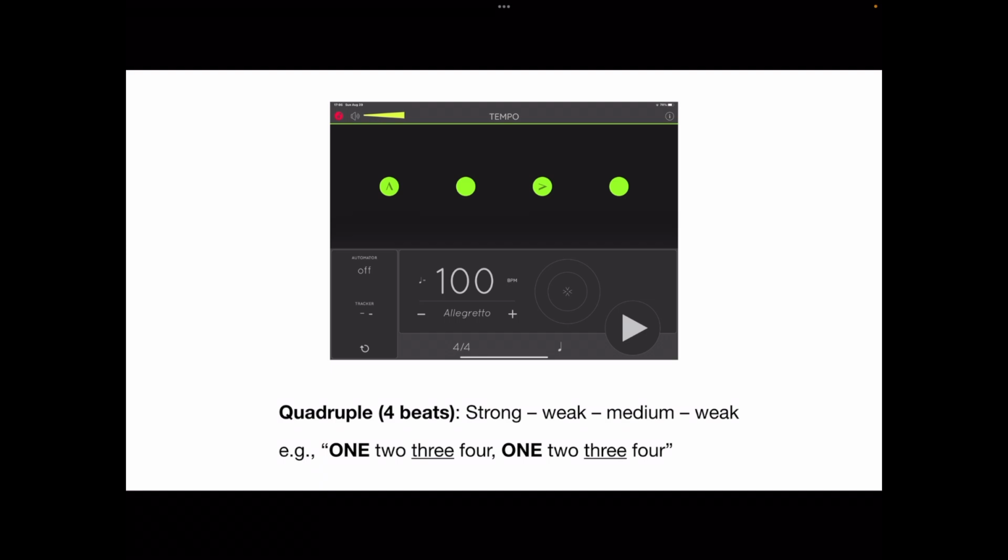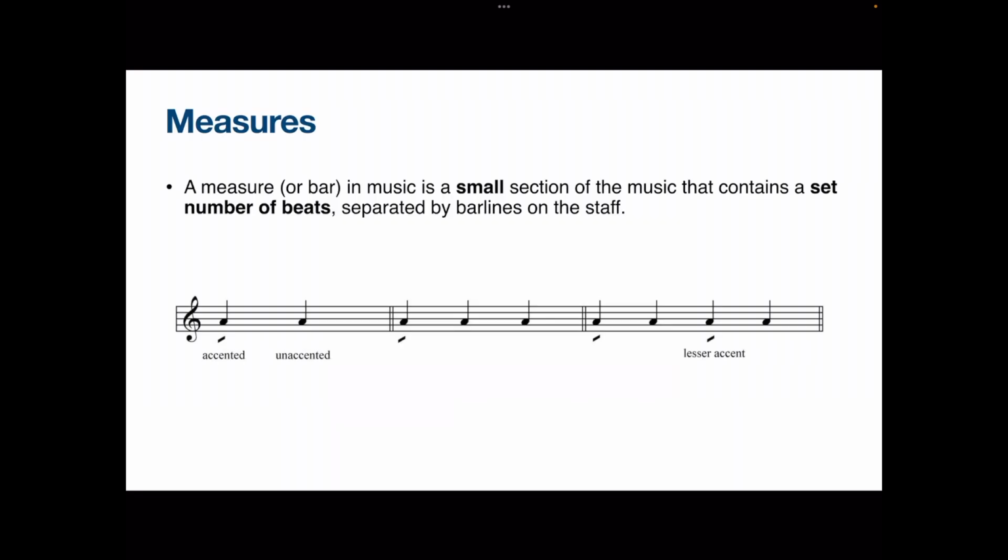All right. So last we have what's called a quadruple meter. Quadruple means 4 beats in one group. In this case, it's actually going to be strong, weak, and medium and weak. So when we count this, it will sound like 1, 2, 3, 4, 1, 2, 3, 4. Okay, so here's a metronome that you could listen to. Great. So next we're going to talk about what measures are.